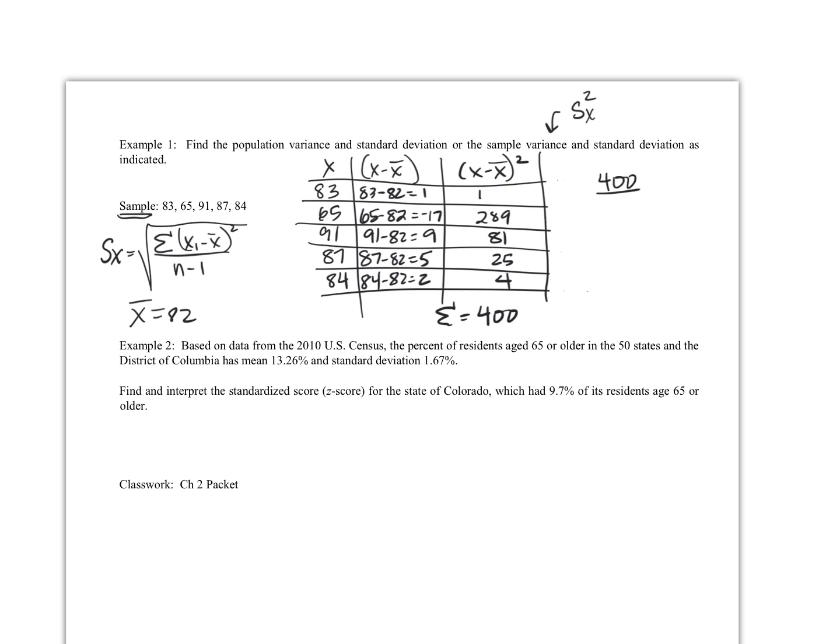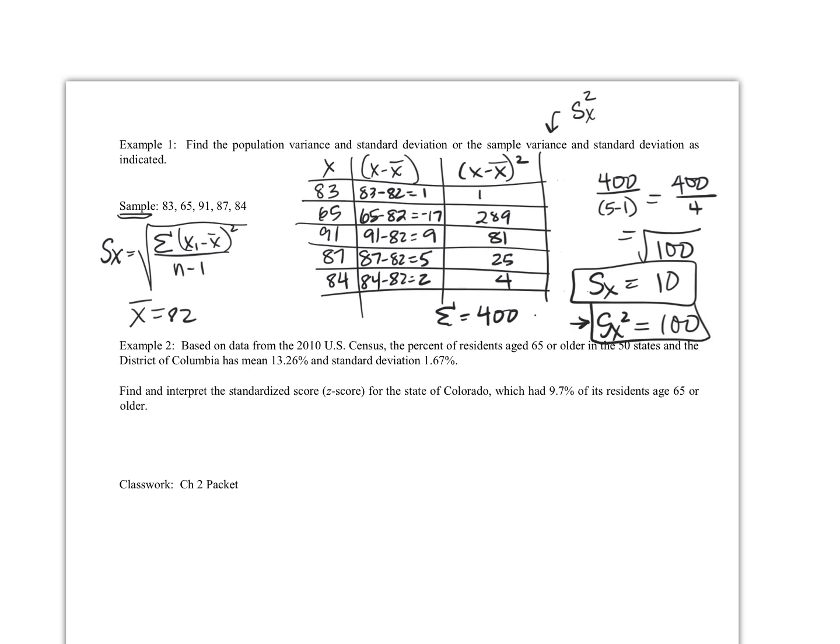So if n is 5, I'm going to do 5 minus 1 just for showing my work. 400 divided by 4. I mean, 5 minus 1 is 4, and 400 divided by 4 is 100. And then we take the square root and we get a whopping 10. Isn't that nice? So that is the standard deviation. But the variance is what? 100.